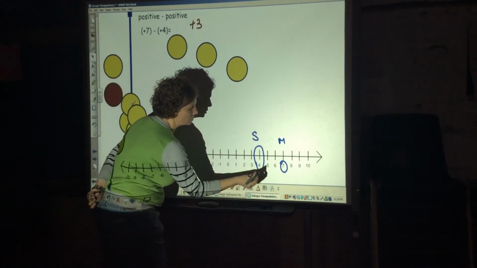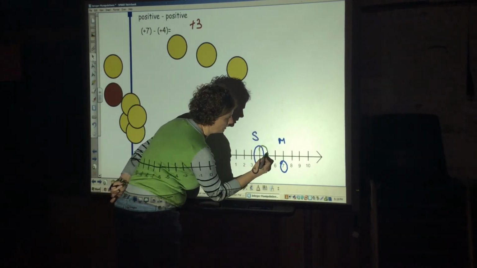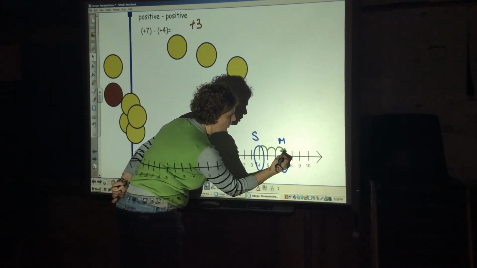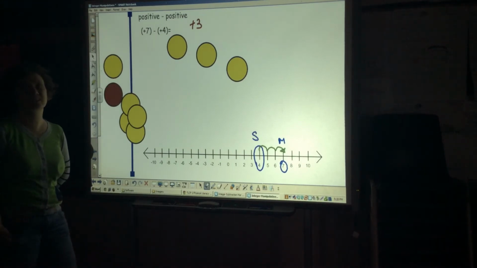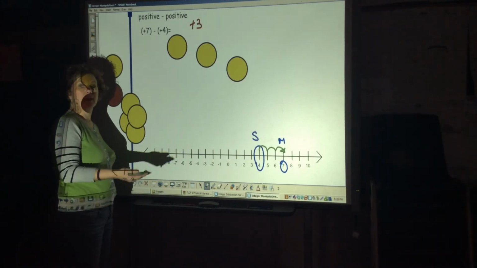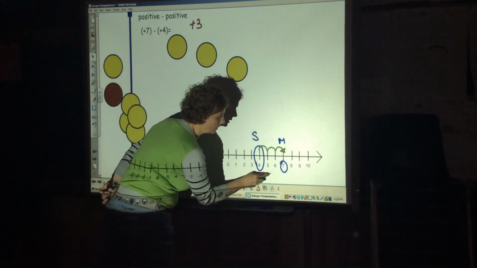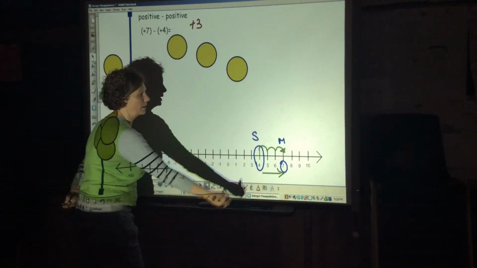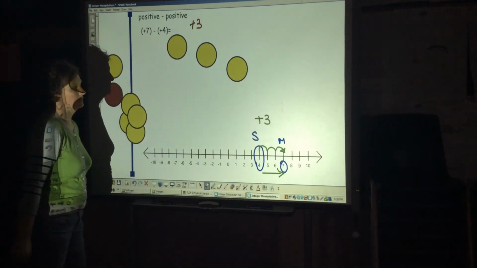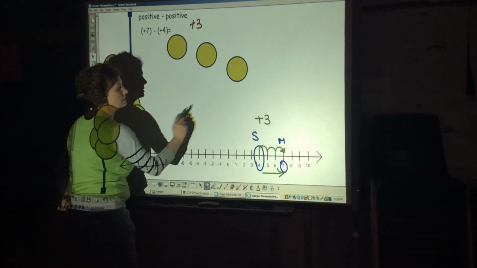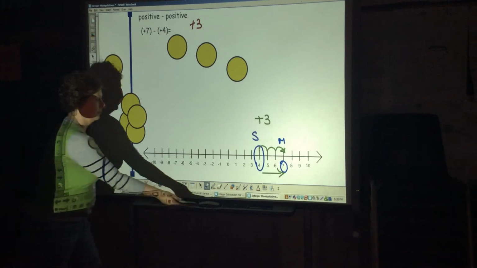So if I'm adding to it, I'm going to count my units. I'm going 1, 2, 3. I know I need 3 units. Now, do I need 3 positive units or 3 negative units? Because I'm, again, talking about adding, and because I'm going in the positive direction, I added 3 positive units. So my answer is positive 3.